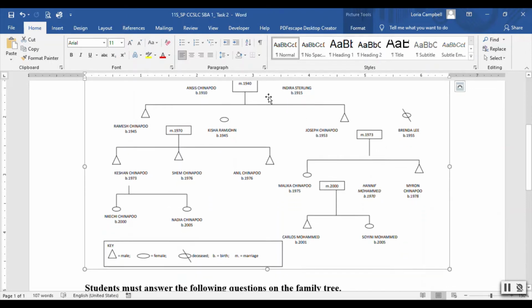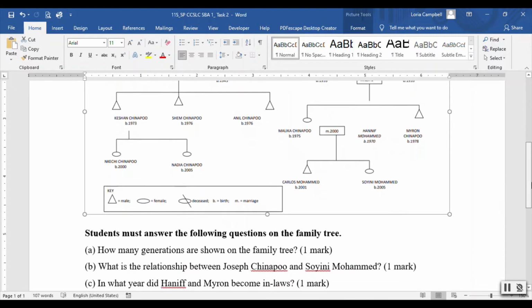One more thing before I move on. Ansis and Indira are parents to these two boys. So these two boys' children would become Ansis and Indira's what? Grandchildren. When these grandchildren go again and have children, those become the great grandchildren of Ansis and Indira. So great grandchildren, grandchildren, children, and the original parents. If you're clear, now let's get into the questions and see how well you will do answering them.